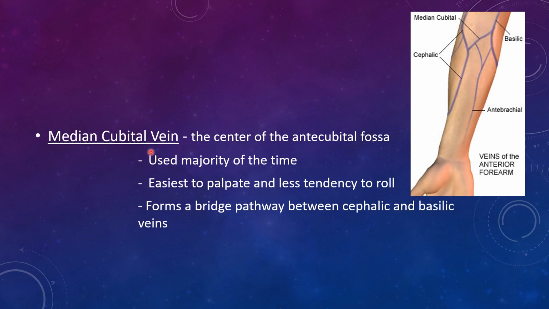So the first vein is your median cubital vein. It is the center of your antecubital fossa because it lies between your cephalic and your basilic veins. It is used the majority of the time, and it is the easiest to palpate and has less tendency to roll because among the three veins, it is the most stable. Even if you move the arm, the median vein will not move. Its stability makes it the most accessible vein of all three. It forms a bridge pathway between your cephalic and your basilic veins.